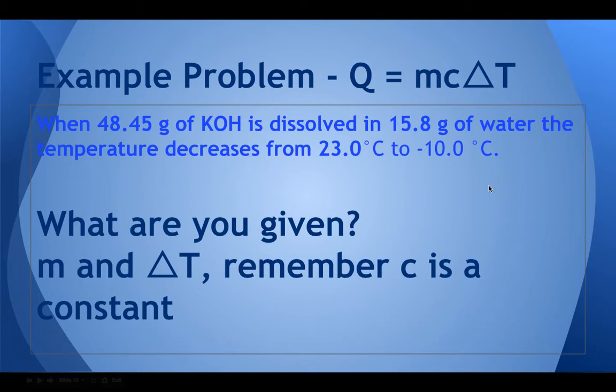Well, you're given the mass, 15.8. Remember, we only use mass for water. Change in temperature, 23 to negative 10. Well, that's going to be 33 like we said. Again, not 10 minus 23. It's 23 minus a negative 10, which is 33 degrees.